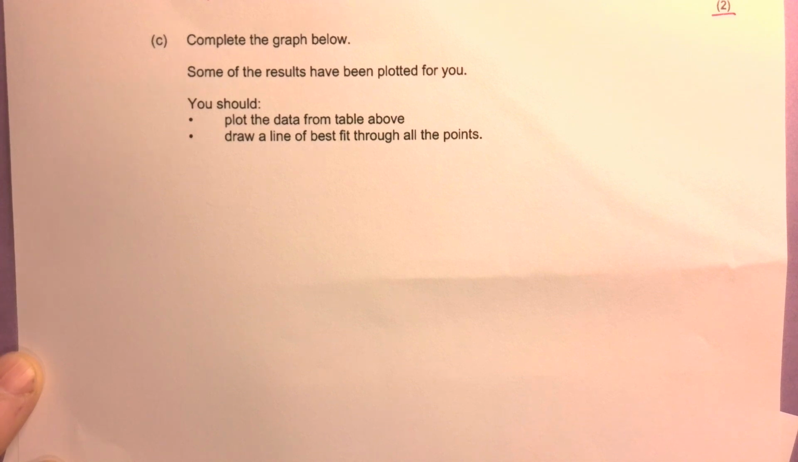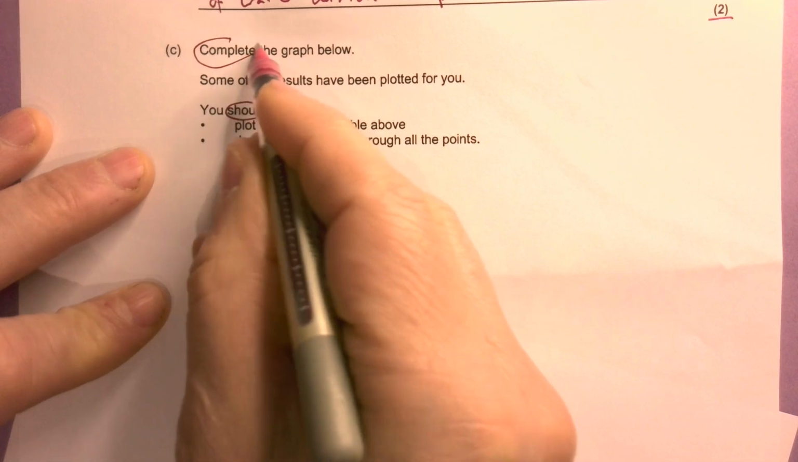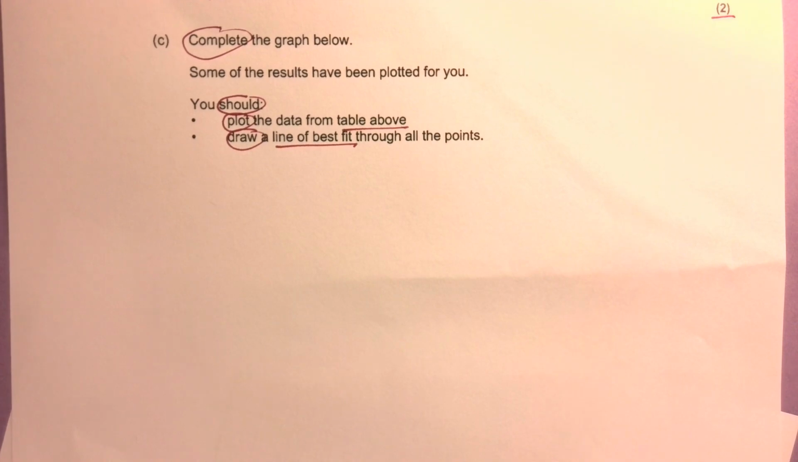Okay, complete the graph below. Some of the results have been plotted for you. You should complete the graph. You should plot the data from the table above and draw a line of best fit through all the points. When it says through all the points, it means as close to the points as possible.